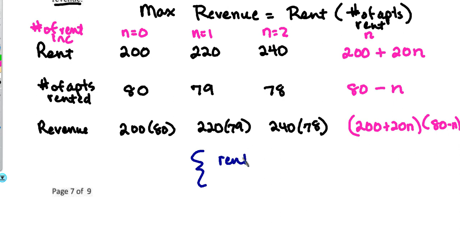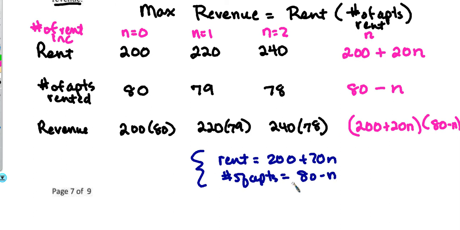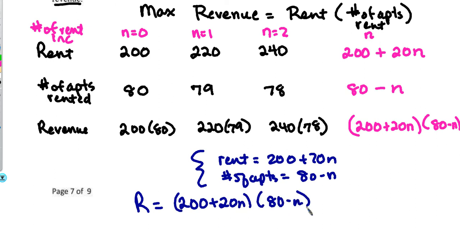So I add that third variable in, and that basically gives you a constraint system: your rent is 200 plus 20N, your number of apartments rented is 80 minus N, and then I can substitute those in to get my revenue equation that I'm going to maximize as 200 plus 20N times 80 minus N.